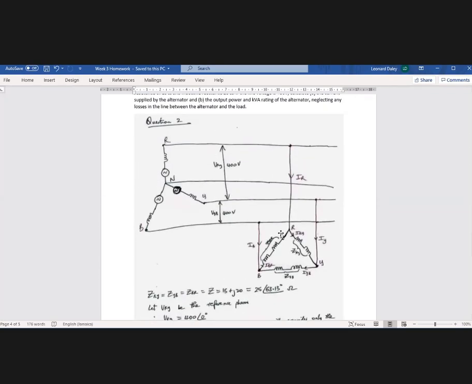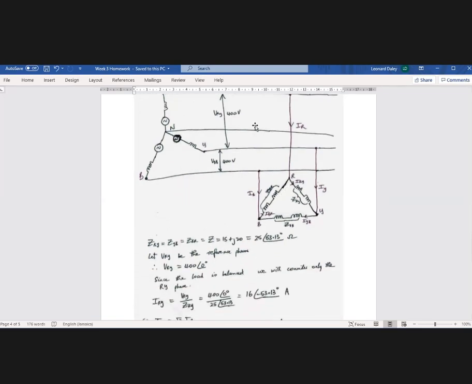But it's a delta system, isn't it? So the voltage for the delta system is a phase voltage too. Line voltage is a phase voltage.